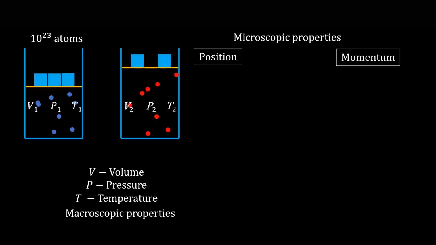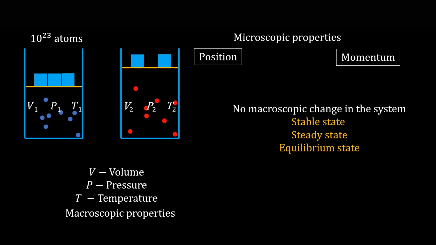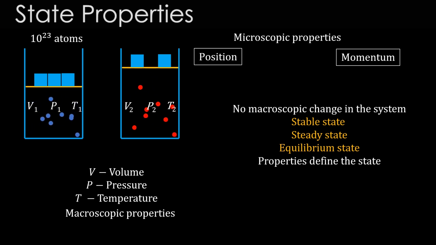What is happening here? The state changes from one to the other and the properties define the state. If you don't know that atoms are there inside, there is no change from outside. That is a stable state, a steady state or equilibrium state. This state is defined by the properties like volume, pressure, and temperature, so they are state properties. We'll see about this equilibrium in more detail in a future video. In this video, we'll see a short introduction to these properties alone.